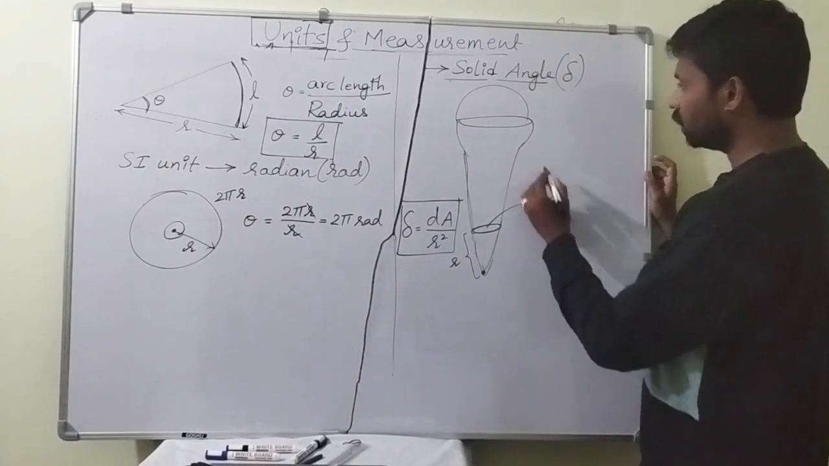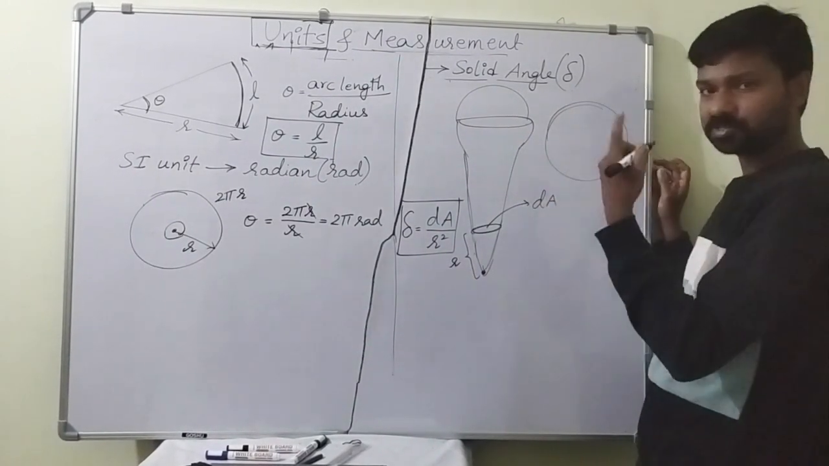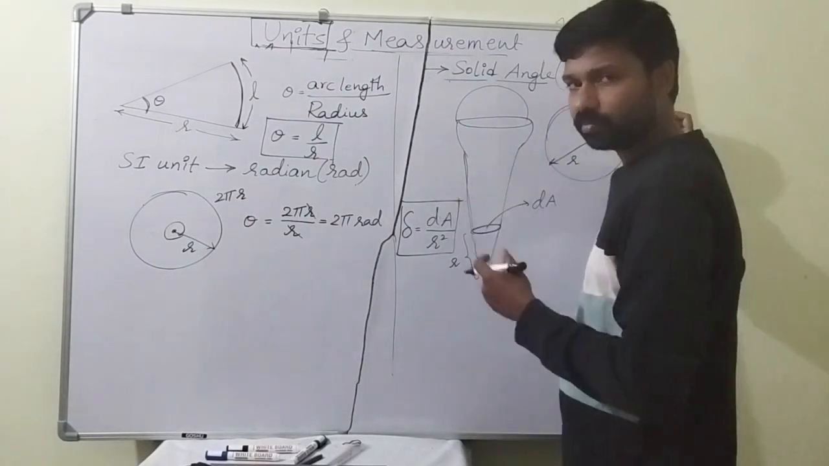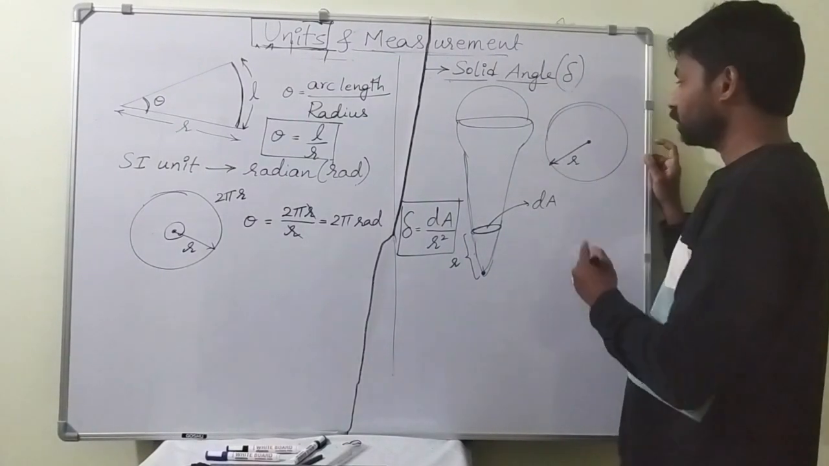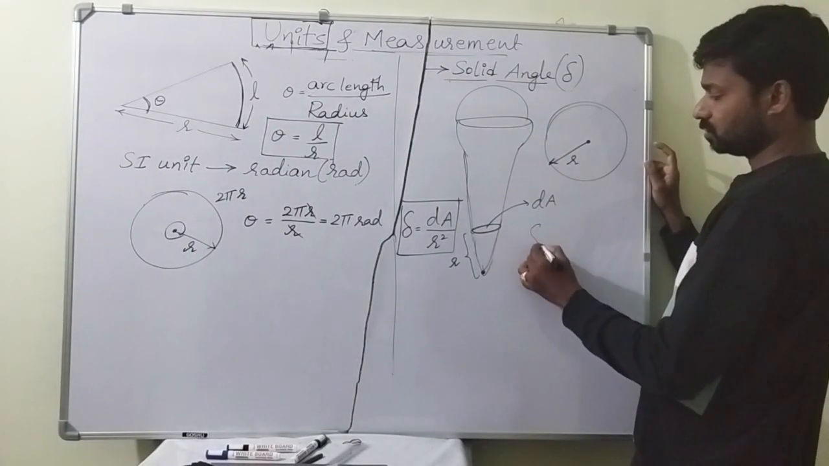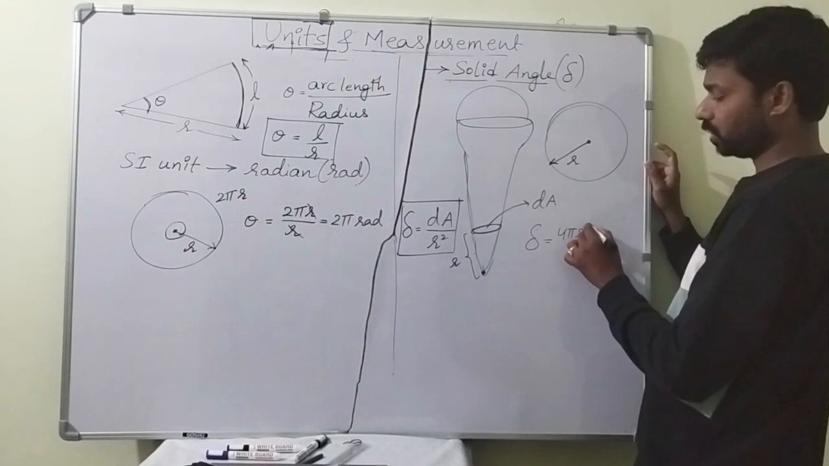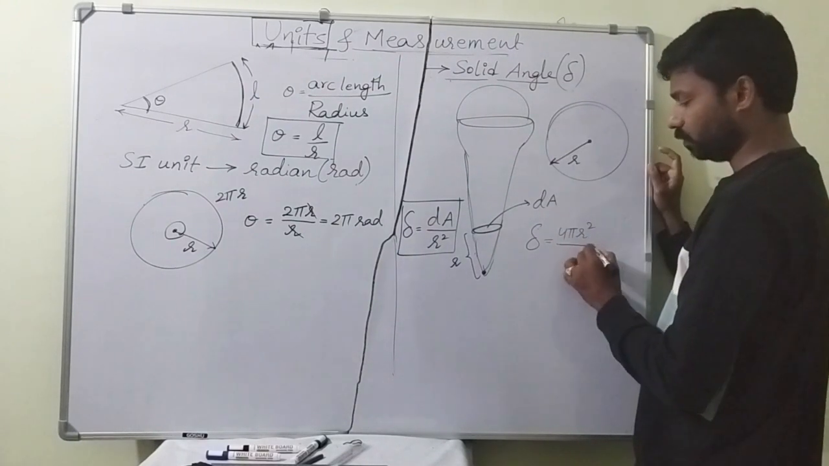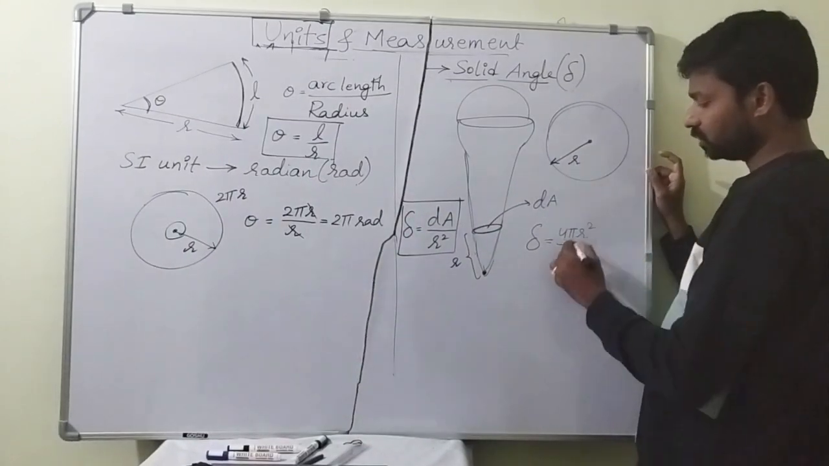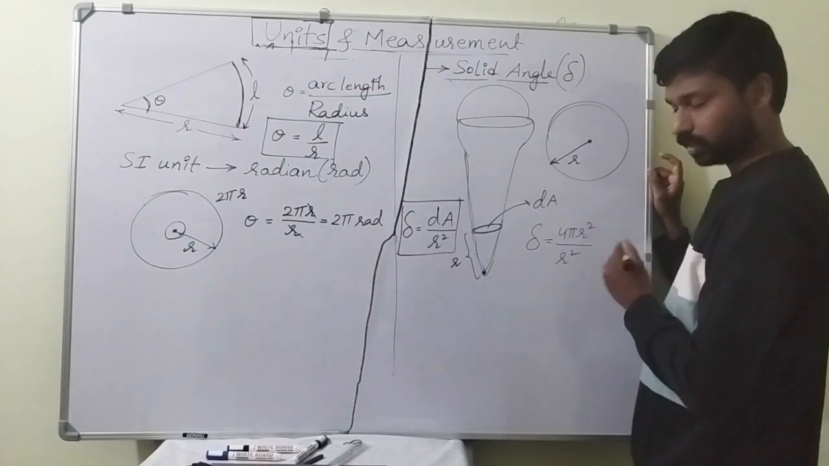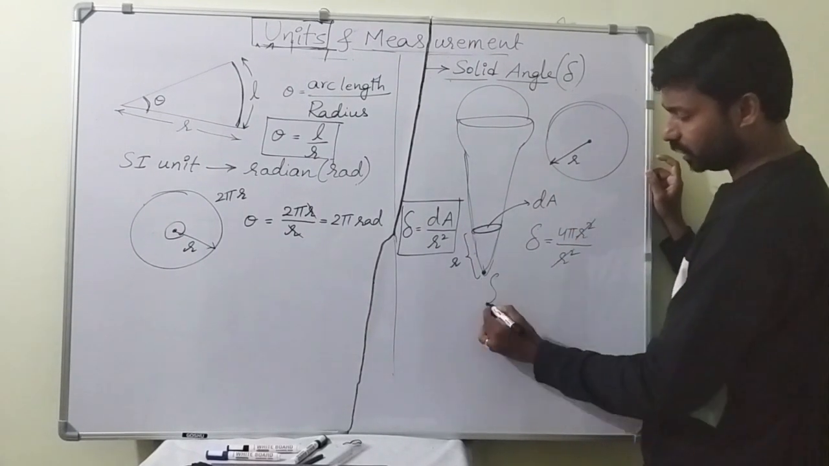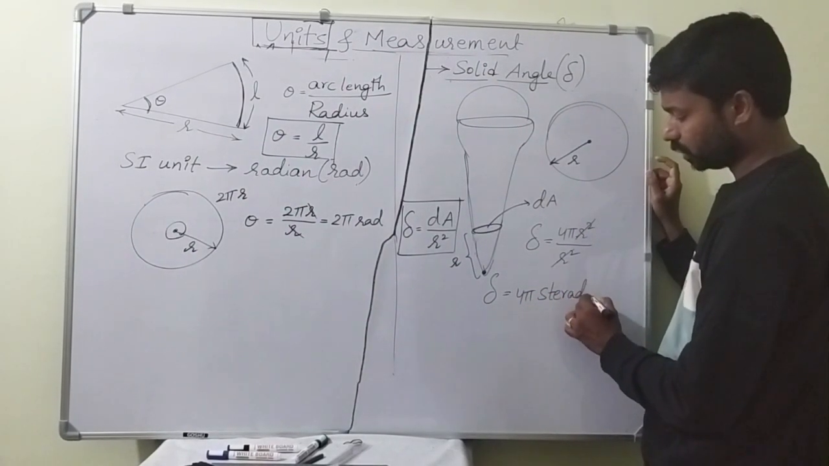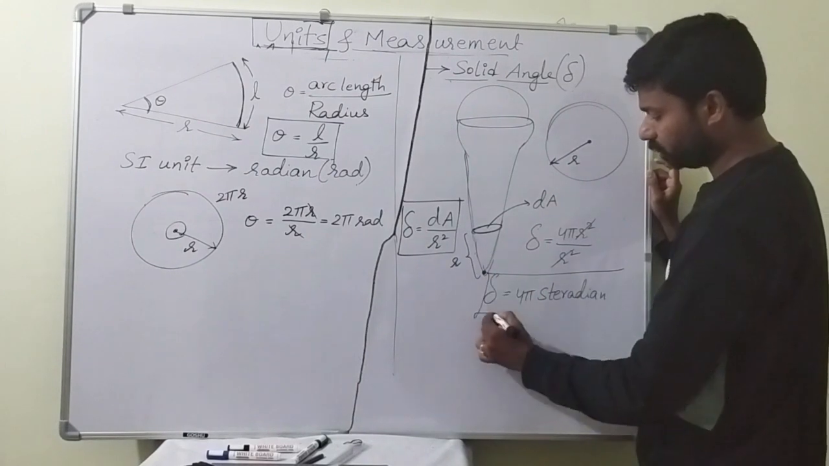For example, if you take a sphere at the center, and this is of radius r. I hope you all remember what the surface area of a sphere is. Surface area of a sphere is 4 pi r square. Is it okay? Surface area of a sphere is 4 pi r square divided by r square. So r square cancels. Finally, delta will be equal to 4 pi steradian.